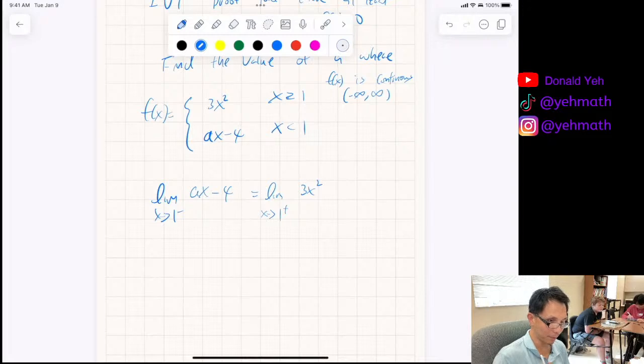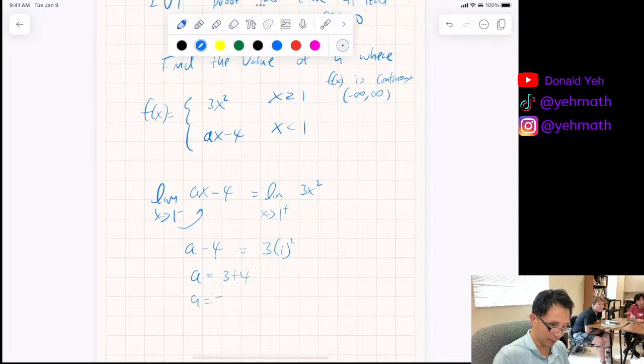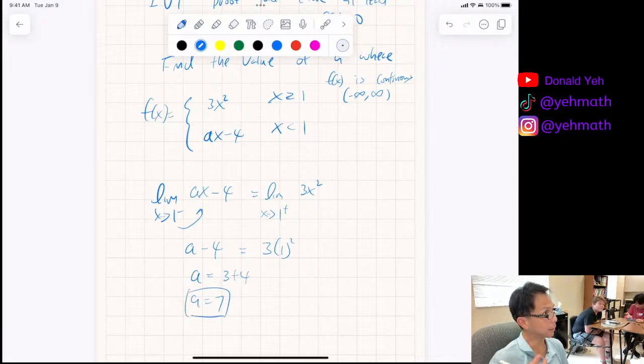And if you don't use limits on FRQ, they might not give you points because you didn't do the calculus they want you to do. Some people just plug in the number, and you're going to get the same answer as well, because eventually you plug in anyway. So it'll be a minus 4 equal to 3 times 1 squared. So a equal to 3 plus 4, a is equal to 7. And you just proved it.